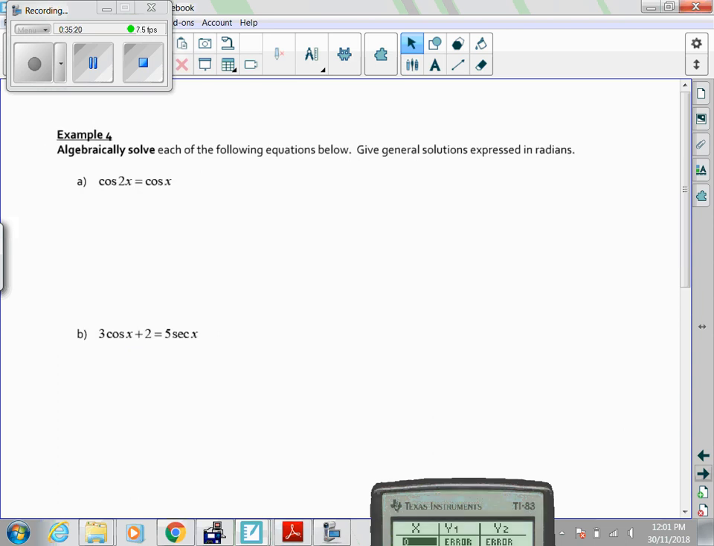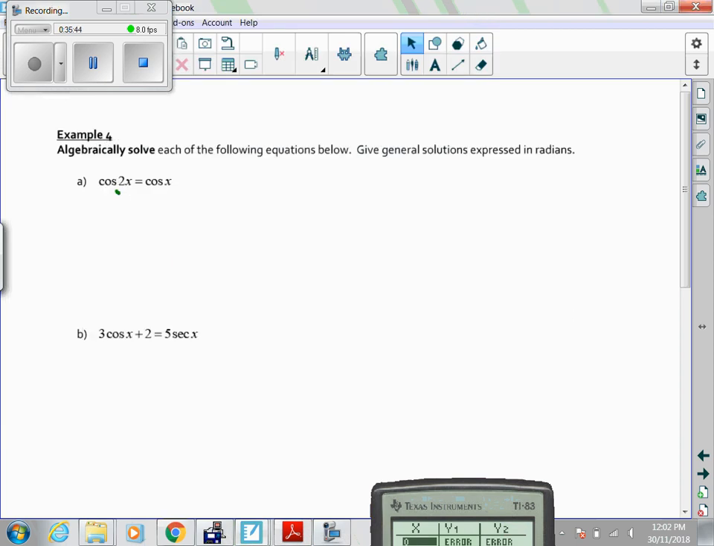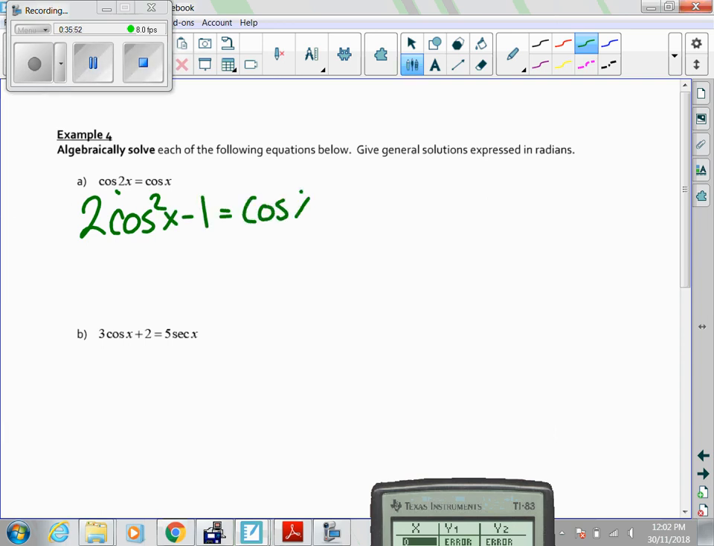Example 4. Algebraically solve each of these two things. So cos of 2x equals cos x. Again, I'm going to flip this. But remember, I've got 3 choices for cos. Which choice do I want? I want the one that has only coses in it, because when we're solving a trig identity, we need to have only one kind of ratio. So it's going to be this 2 cos squared minus 1. So this one's going to turn to 2 cosine squared of x minus 1 equals cos of x.